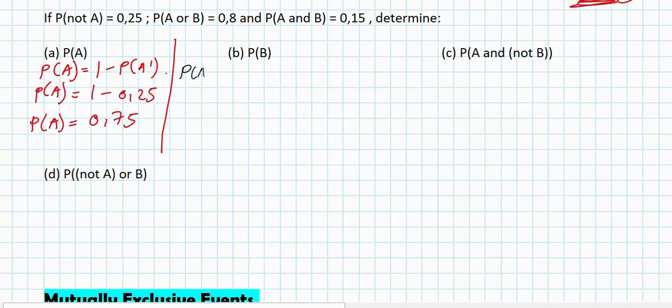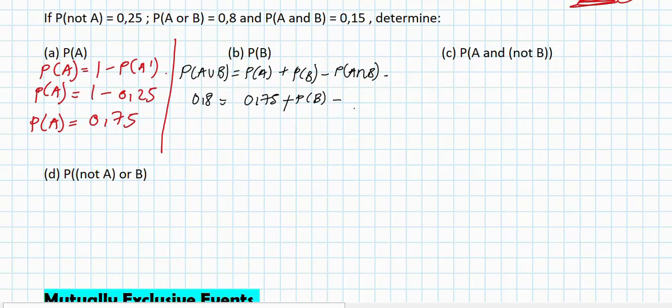The formula says the probability of the union is equal to the probability of A plus the probability of B minus the probability of the intersection. This way. Right? So what is the value for the union? We have 0.8 there, which is equal to, do I have the probability of A? Yes, I just found it in the previous question. Plus, do I have the probability of B? No, that's what I'm looking for. Minus the probability of the intersection. Do I have the probability of the intersection? Yes. How much is that? 0.15. Easy as that.